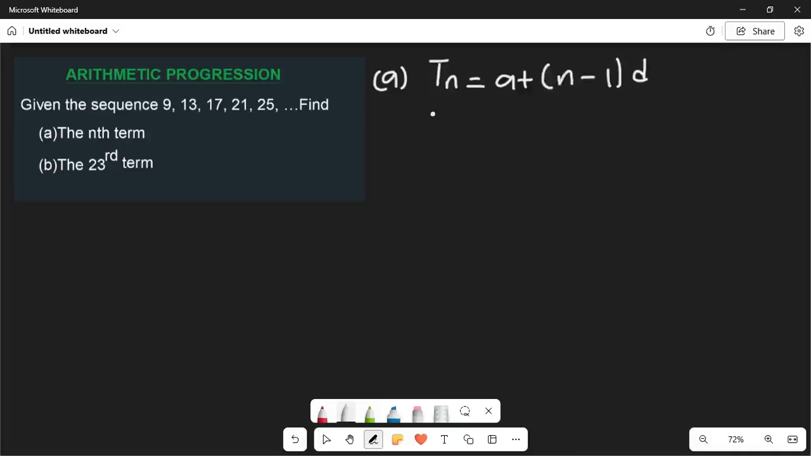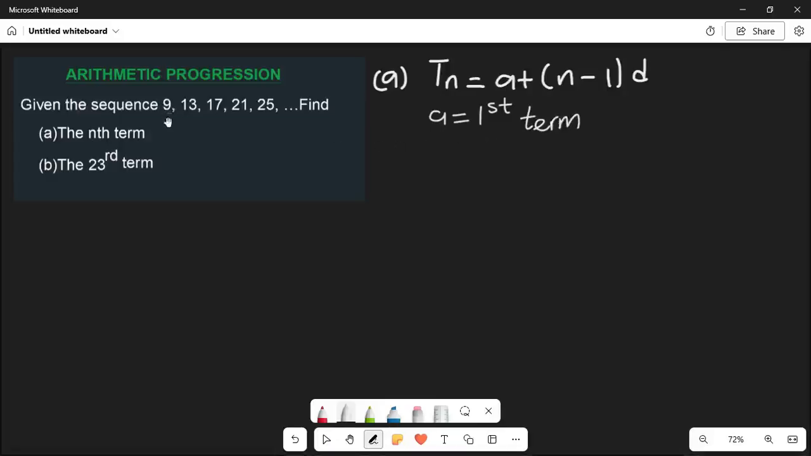Okay. So a is the first term. In other words, the first number, which is equal to 9. Then we also have d. D is the same thing as the difference. D equals the difference.